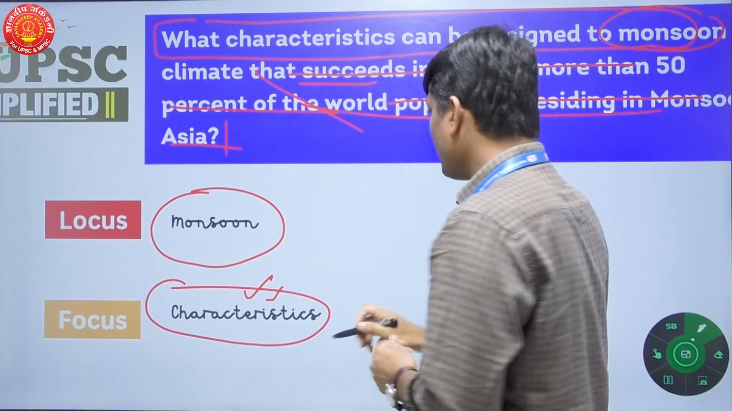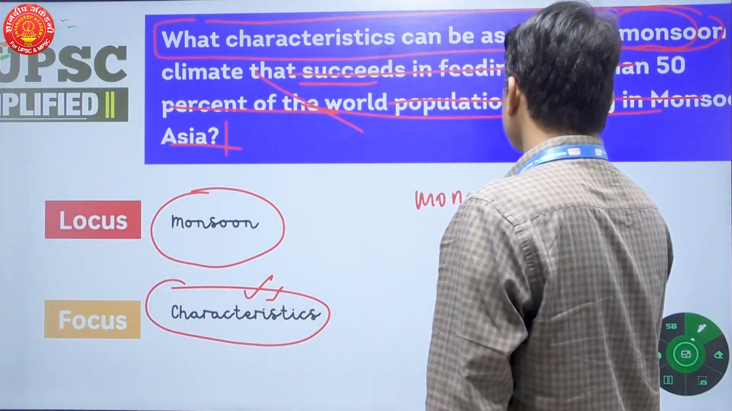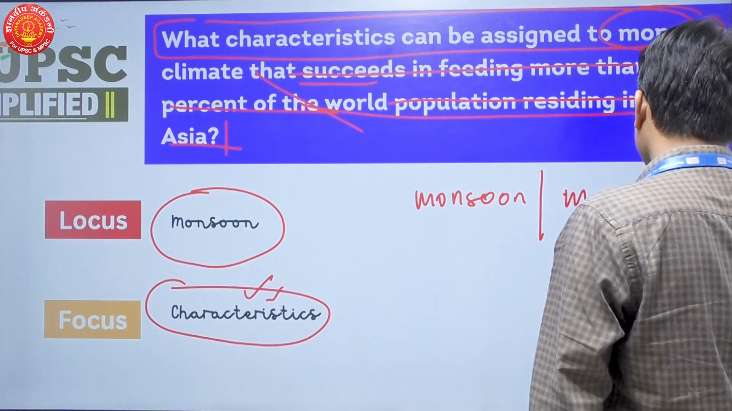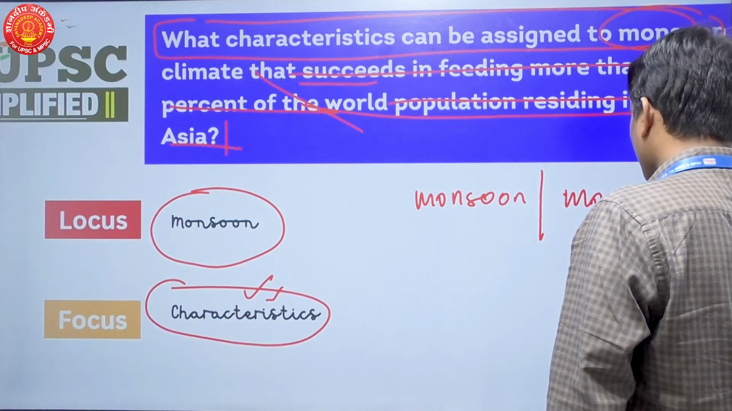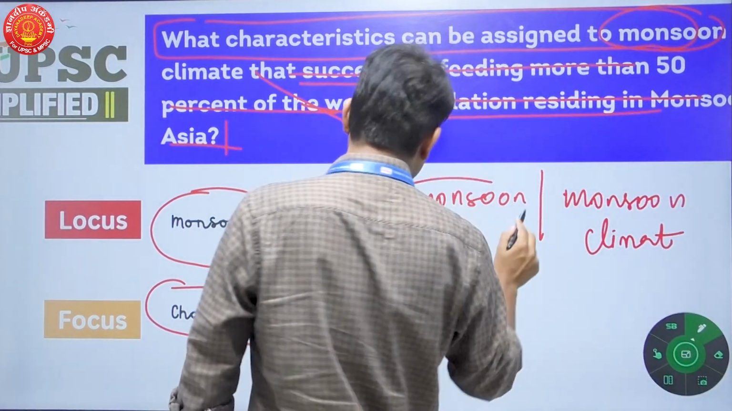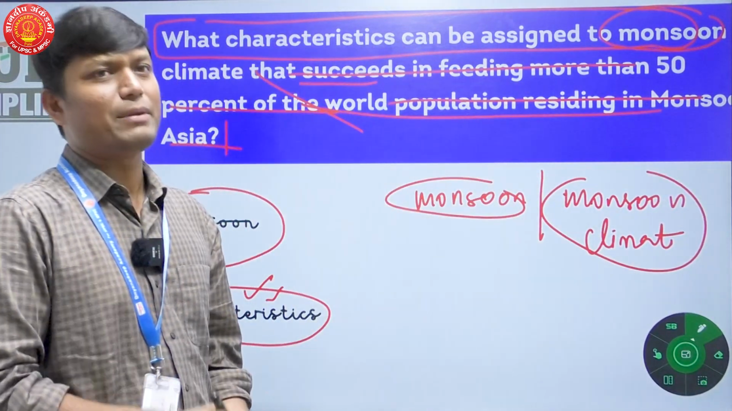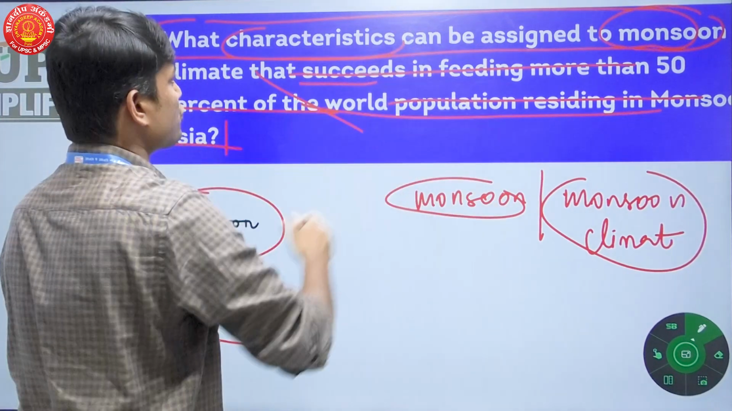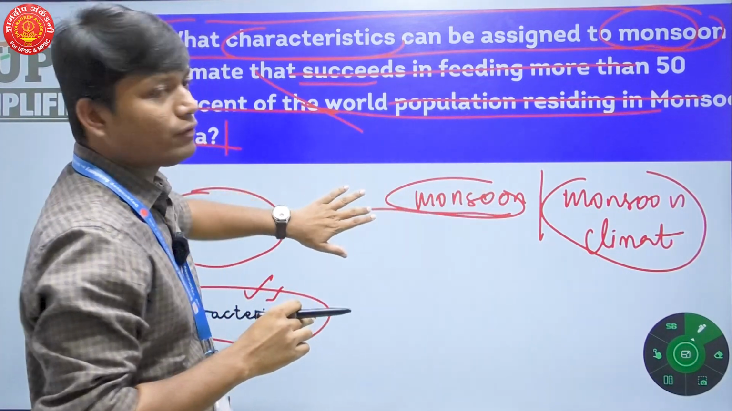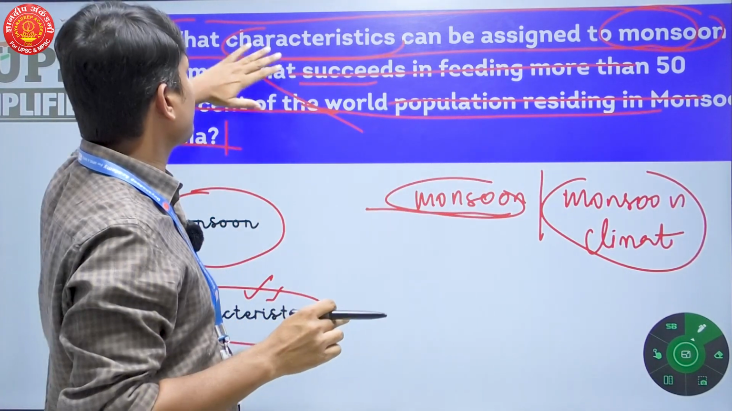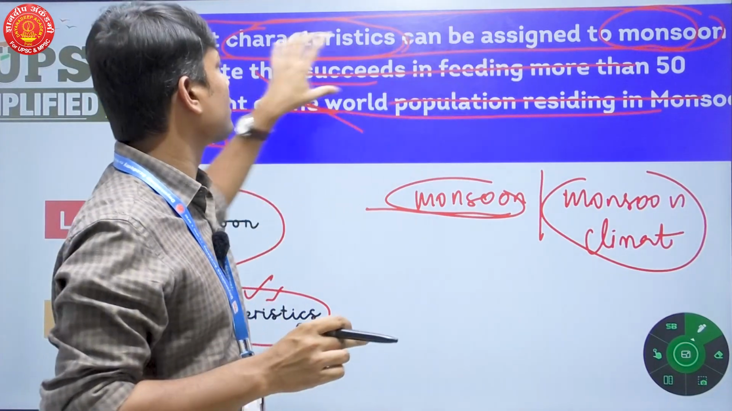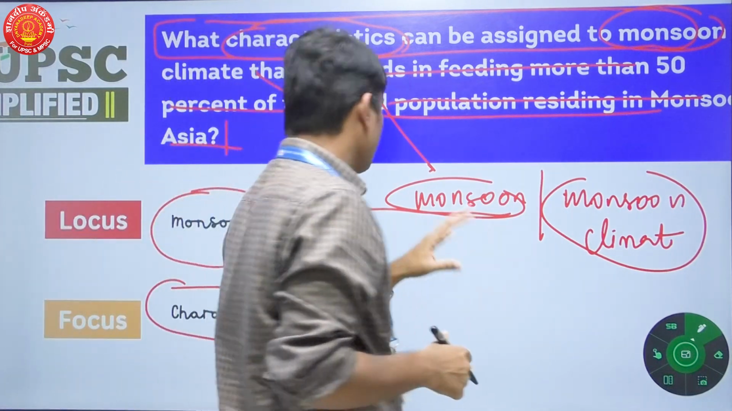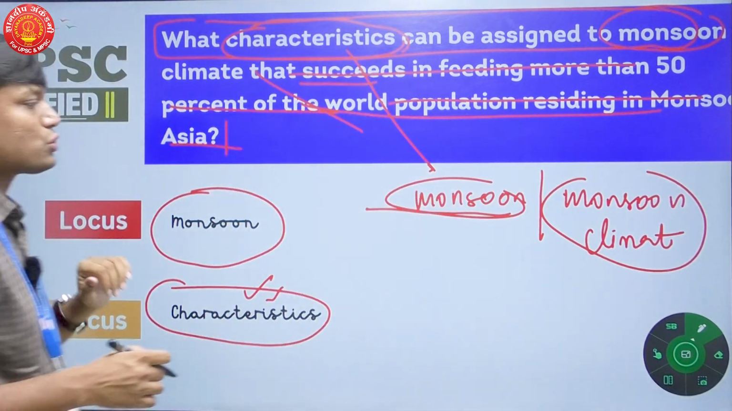Now there can be a debate: are we supposed to only discuss monsoon or monsoon climate? But from the general studies perspective, I'm not going to differentiate much between the monsoon phenomena or monsoon type of climate. By and large, both are the same. So whenever we have to address the characteristic of monsoon climate, it is nothing but the characteristic of monsoon. Fine. Now we have defined the locus and focus of the question.